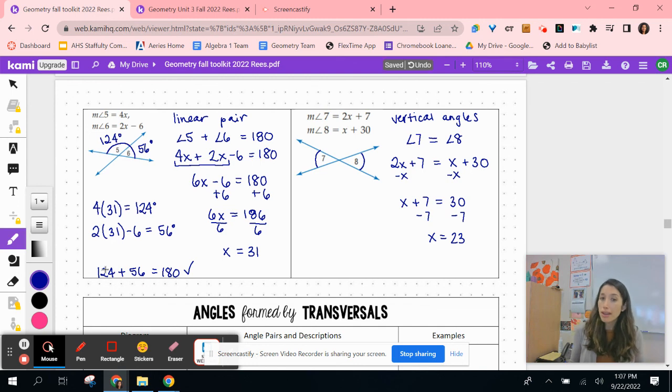Now again, we want to plug that in to both angles. We're going to do 2 times 23 plus 7. So 2 multiplied with 23 plus 7 is going to give us 53 degrees. I'm going to add that on my diagram here. I'm going to plug it into the other one too, which is x, 23 plus 30. That is 53 also. And we got the same measure for both of them. So that's a way to check because we knew that angle 7 was congruent to angle 8.